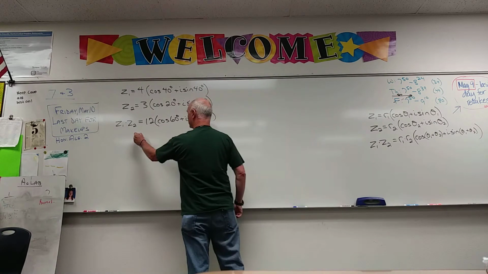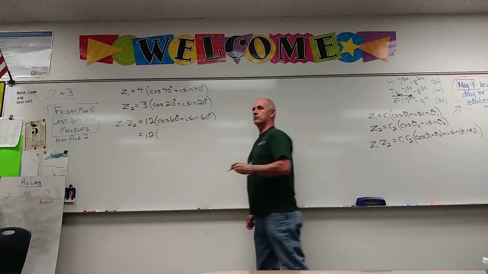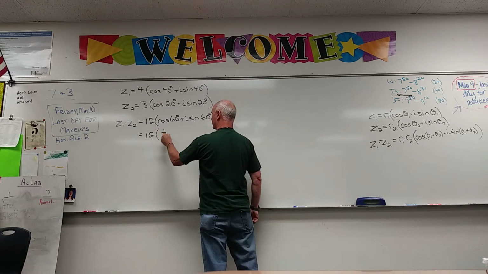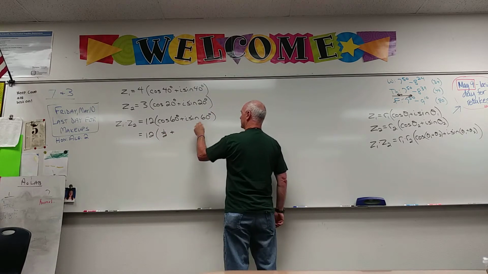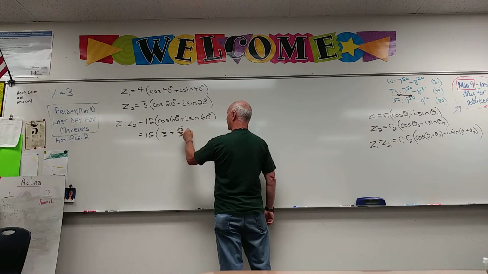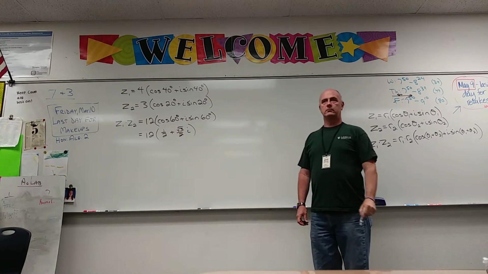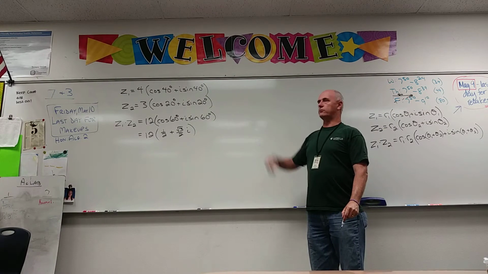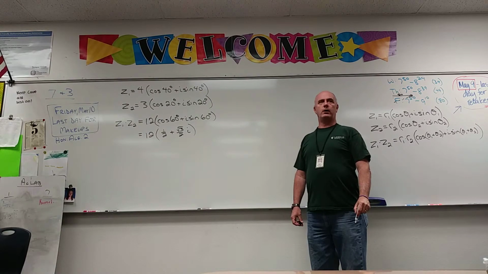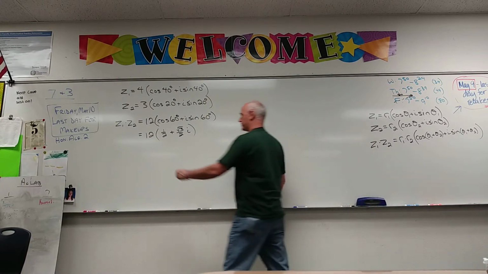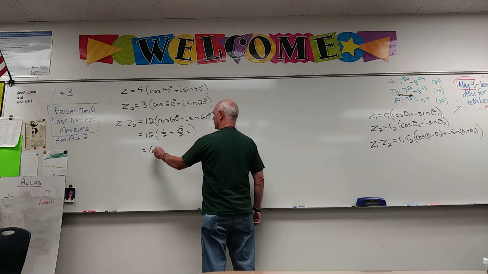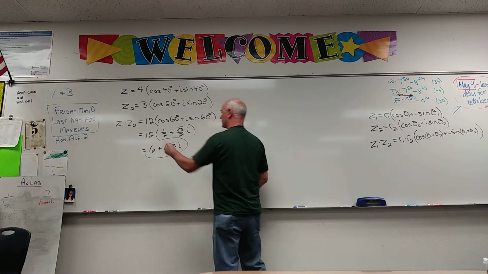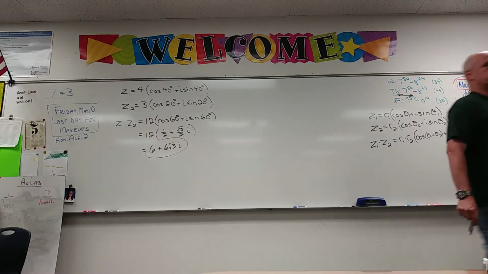Simplify. So 12 times 1/2. Cosine of 60 degrees is 1/2. Sine of 60 degrees is square root of 3 over 2, times i. It's 60 degrees, so it's first quadrant. So now what? Distribute the 12, which gives us 6 plus 6 root 3 i. And there it is. That would be our answer in rectangular form.